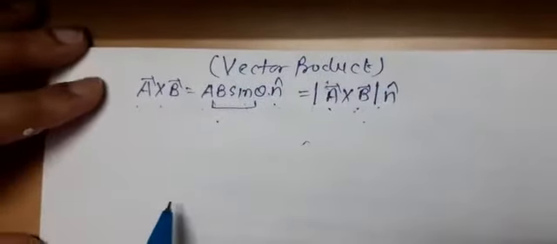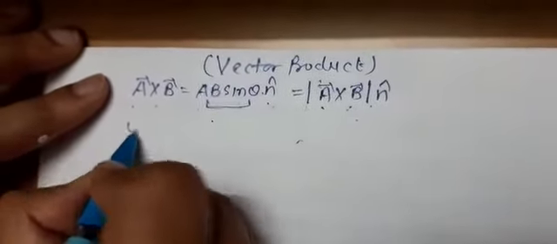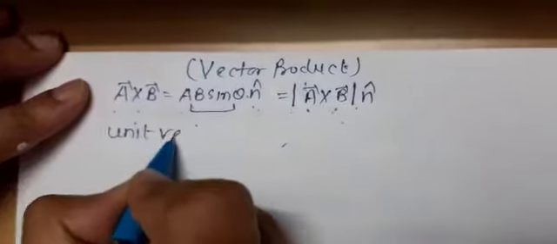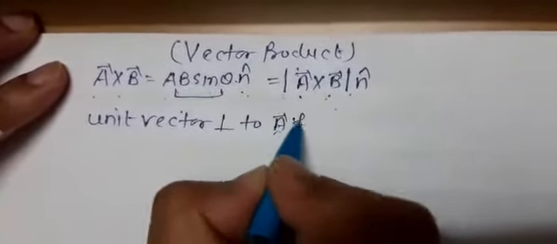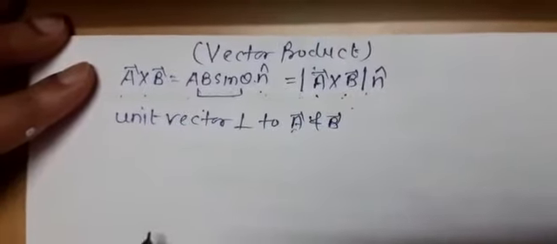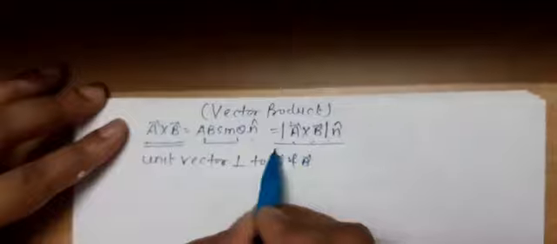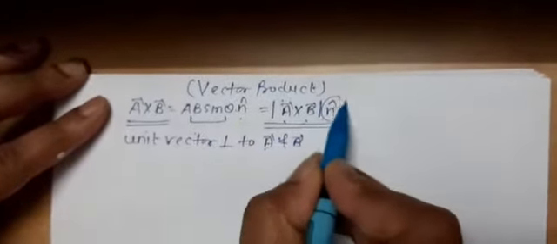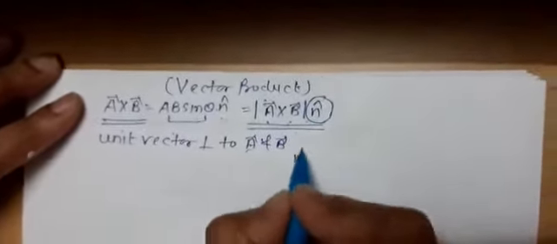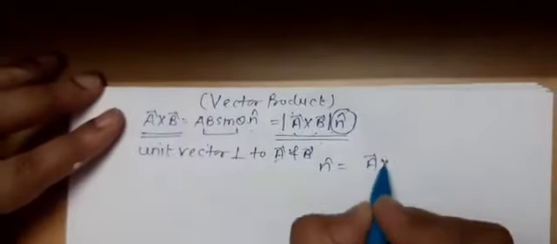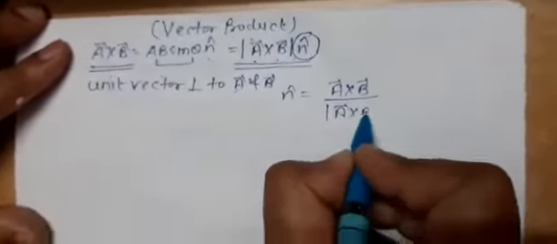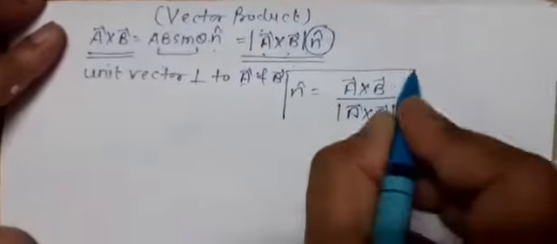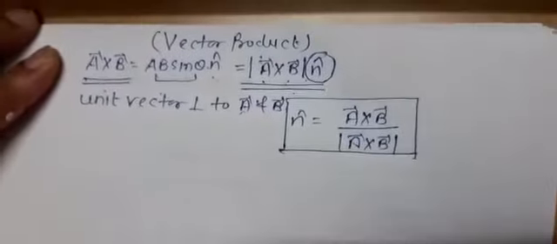Now, there can be a numerical where it is asked to find a unit vector perpendicular to A and B. Nothing special, but you have to take the result from this point. This is a unit vector, so this unit vector is equal to A cross B upon modulus of A cross B. This result you will use directly.